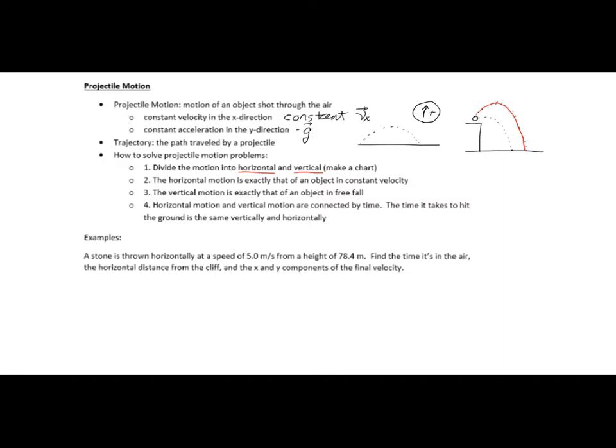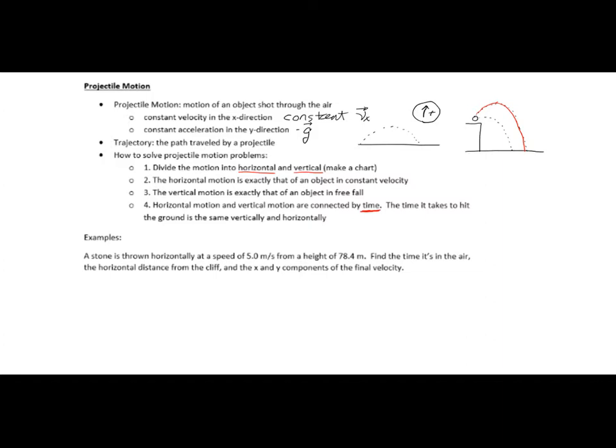The horizontal motion and the vertical motion are connected by time. So if you think about it, we split up the motions as if it is two individual types of motion, but they're happening together. And that's pretty obvious, I guess, but the connection between the two motions is time. They are both in the air for the same amount of time, moving side to side and moving up and down. So the time it takes to hit the ground is the same vertically and horizontally. So that's going to help us.